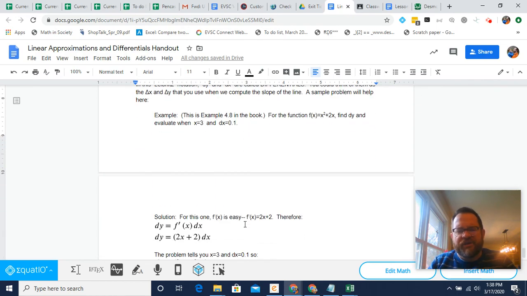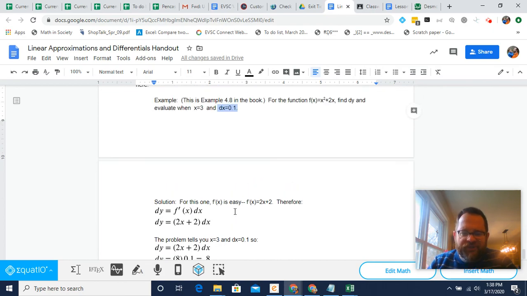A simple problem, you're going to look at this and say, well, I can't believe they even took time for us to do this. For example, here's example 4.8 in the book. Here's a little function, f of x is x squared plus 2x. And it says find dy and evaluate it when x is equal to 3 and dx is 0.1. This differential is 0.1. So if I go out to x equals 3, and then I move out a delta x of 0.1, what will be the corresponding delta y?